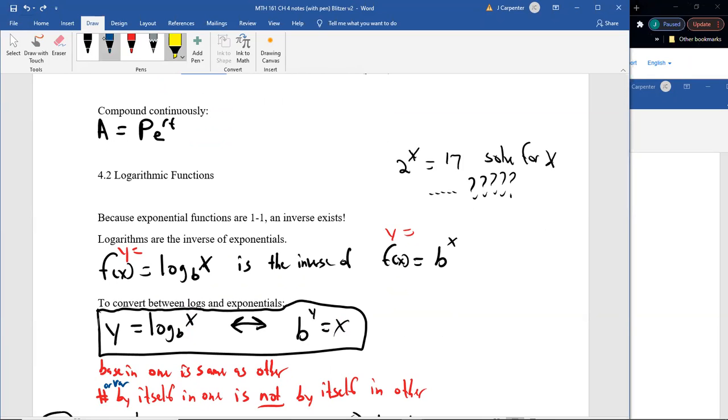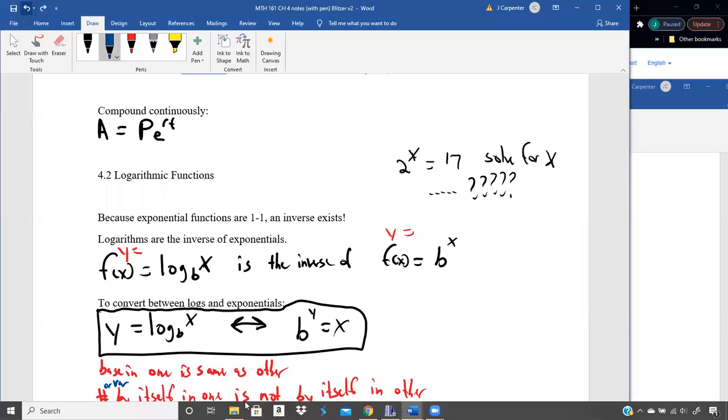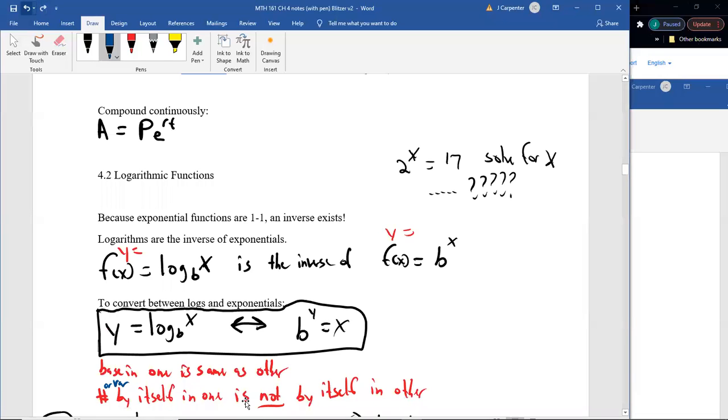And I've seen some people do drawings where they'll go, you just take this thing and you raise it to this thing, and then you set it equal to this thing. I've seen that, but that only really works from going from log to exponential. It feels a lot more complicated to remember going exponential to log. So the red ink has saved so many people in the memorization. Base in one is the same as the other, and the number by itself is not by itself in the other. Or the variable by itself, because it may not be a number, it could be a variable.